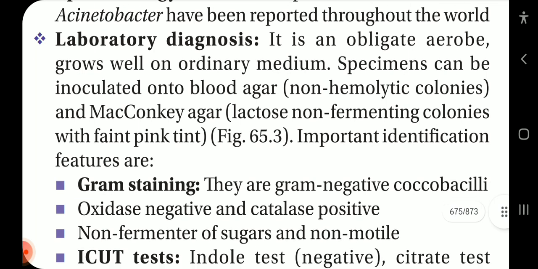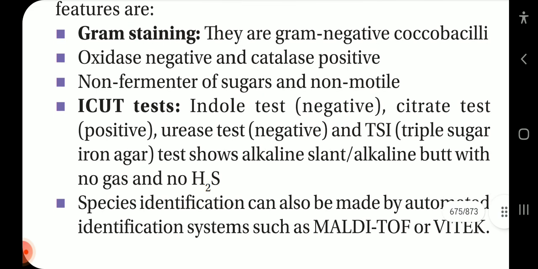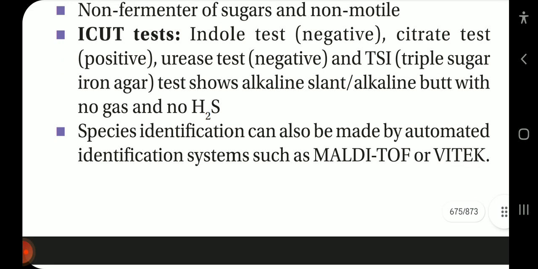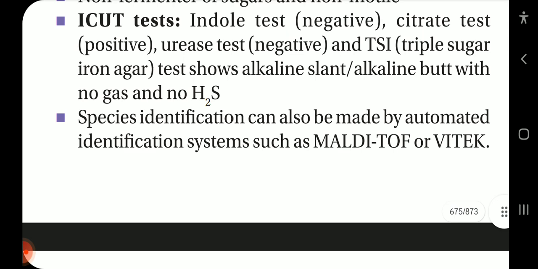Lab diagnosis: Acinetobacter is an obligate aerobe and grows well on ordinary medium. Specimens can be inoculated on blood agar, giving non-hemolytic colonies, and MacConkey agar, giving lactose non-fermenting colonies with a faint pink tint. Important identification features: on Gram staining, they are gram negative coccobacilli, oxidase negative and catalase positive, non-fermenters of sugar and non-motile. Indole test negative, citrate test positive, urease test negative, and TSI triple sugar iron test shows alkaline slant and alkaline butt with no gas and no H2S.